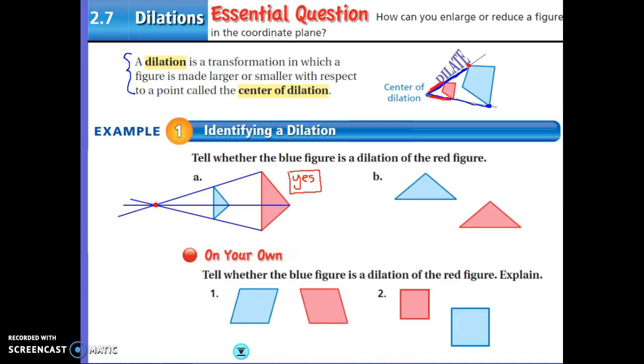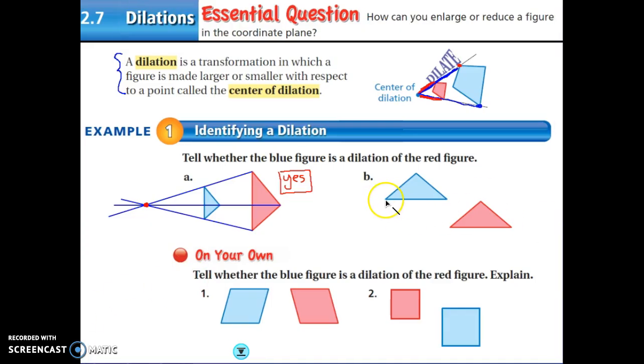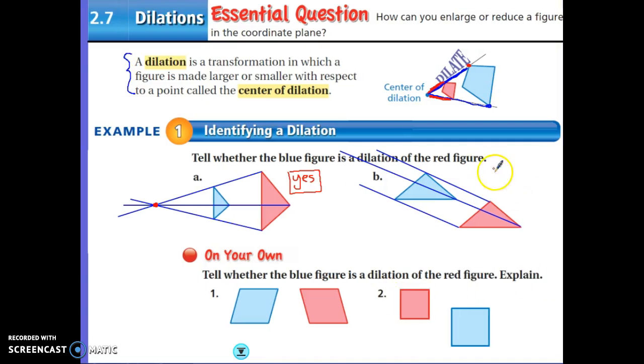For letter B, I'll repeat this process, connecting my vertices from red to blue. It doesn't look like the first two intersect, meaning when I draw the third one, that's not going to intersect with the other two either. So for letter B, this would be no, it is not a dilation because those segments do not ever intersect all at the same point. Go ahead and take a moment to please pause the video and try numbers 1 and 2 on your own.